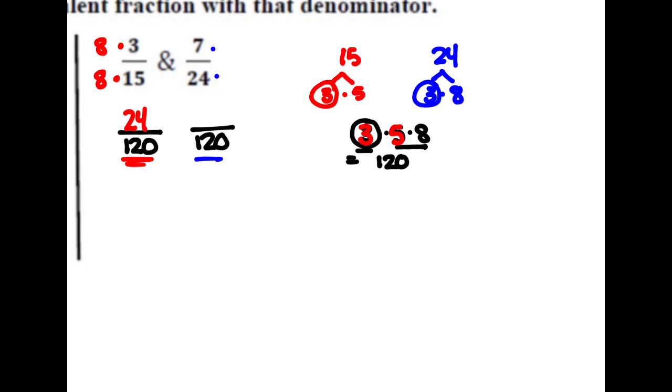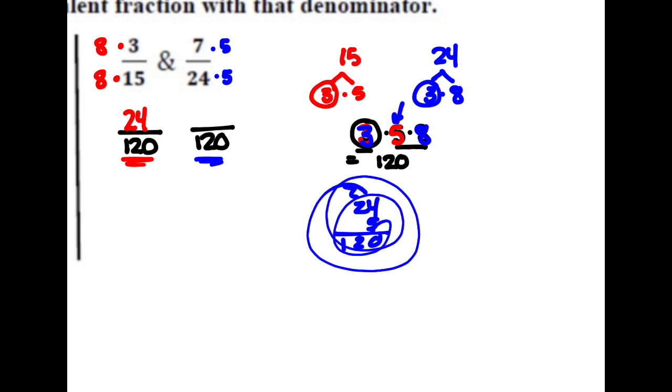So I look over at my blue part, and I know that it broke down into 3 times 8. 3 is here, 8 is here. It doesn't have a 5. So I could times by a 5 over here because 24 times 5 is 120. But I don't need this because I have this.